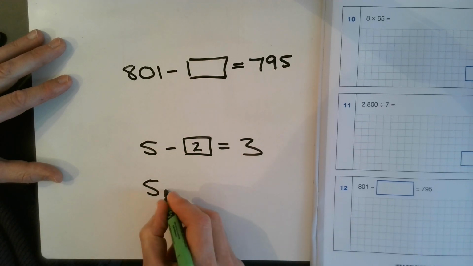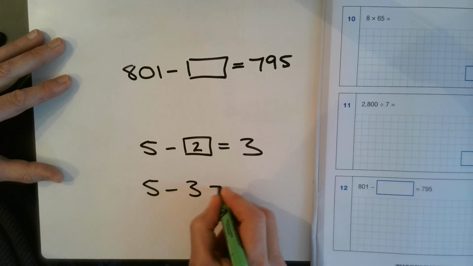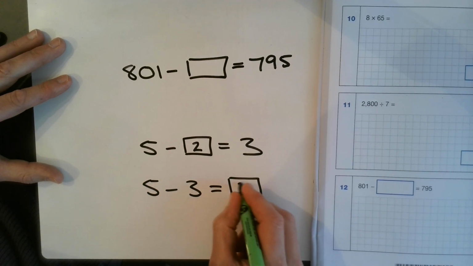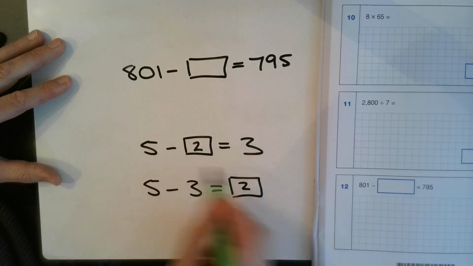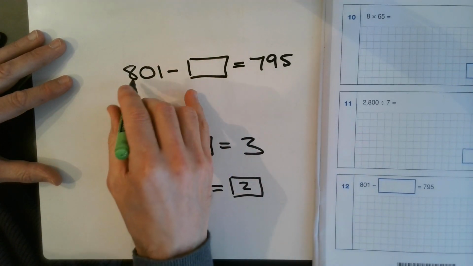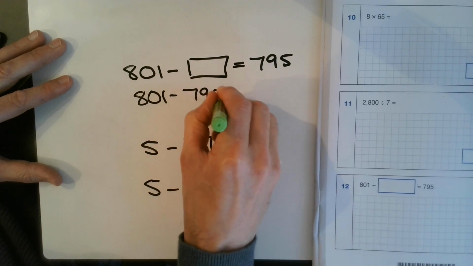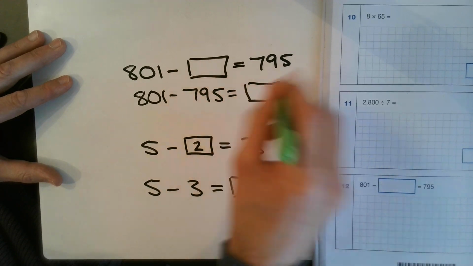Now if we switch these two numbers around, 5 take away 3 equals 2. So we can do the same thing here. You can switch those two. So 801 take away 795, and that will give us the answer.